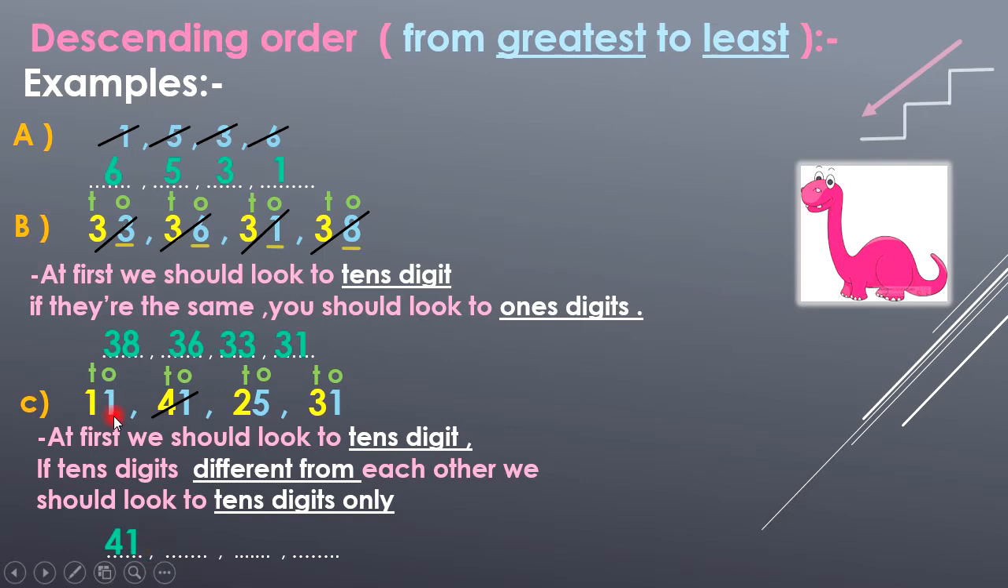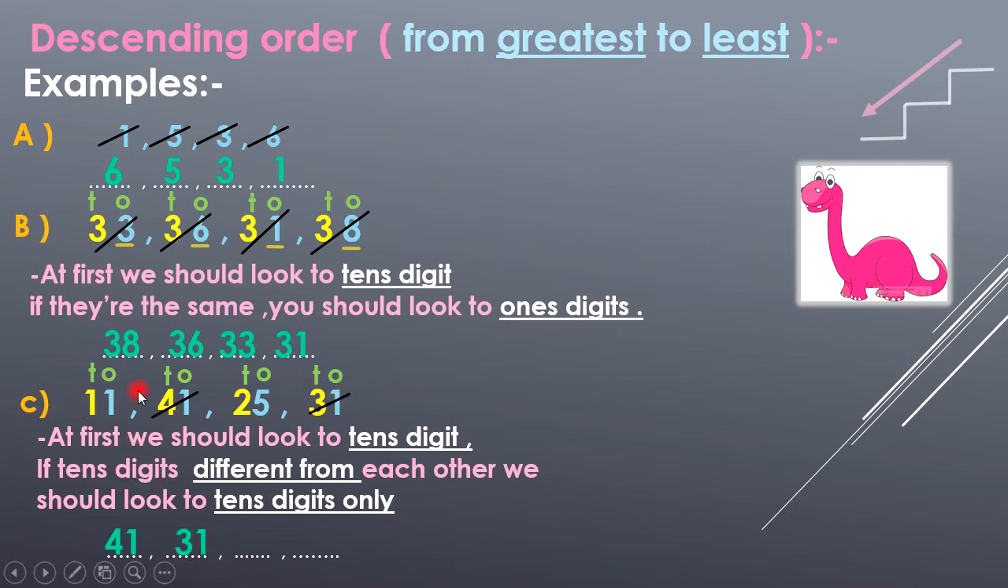Now I have 11, 25, and 31. I should look to the tens digit. Here's 3, 2, 1. Which one is the biggest? Yes, 31. So I cross 31 and put here 31.